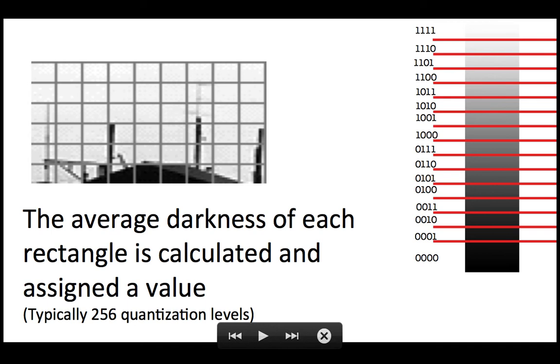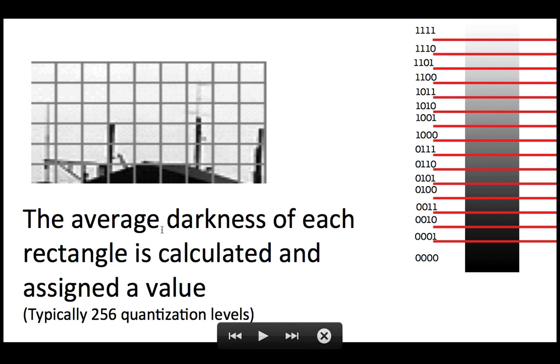So this area here is very light. This area here is very dark. This one here, it looks to me like maybe 80 or 90% white and 10 to 20% black. So maybe on average, it's maybe 25% black or something. It's quite light on average.